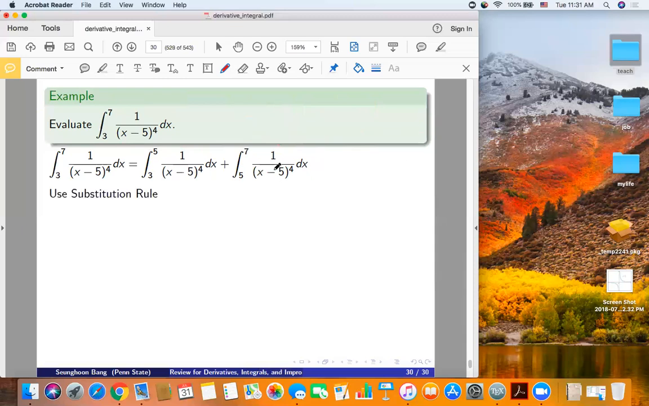The next thing: how can you calculate this one? You have to use u substitution. u equals the inner function x minus 5, and find du. du is (x minus 5) prime dx, and the 1 times dx is just dx. So next, the integral from 3 to 5 of 1 over (x minus 5) to the 4. How can you do that? You can change this one like this.